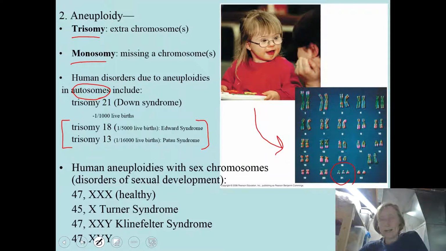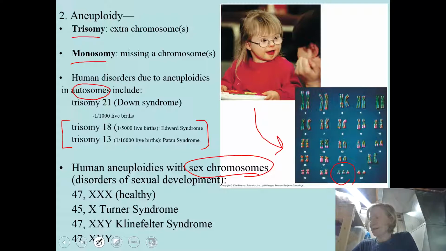So not too many autosomal aneuploidies out there in humans. But when we look at human aneuploidies of the sex chromosomes, it's much more common. And it's less damaging to the phenotype. Okay? So it turns out that about 1 out of every 1,000 females have an extra X chromosome. They have 3 X chromosomes, and they're healthy. They might not even know it.